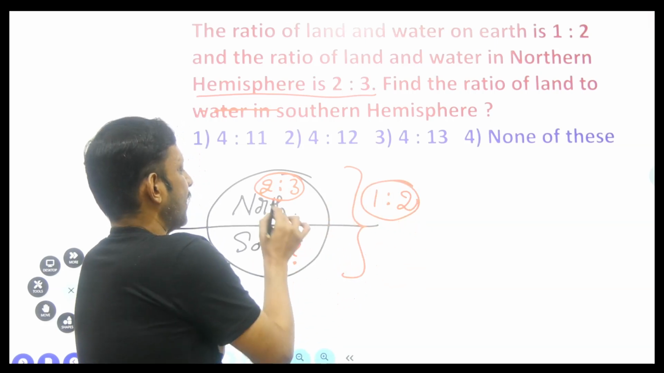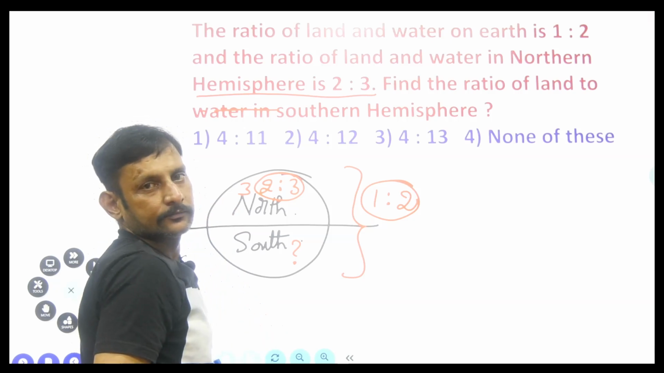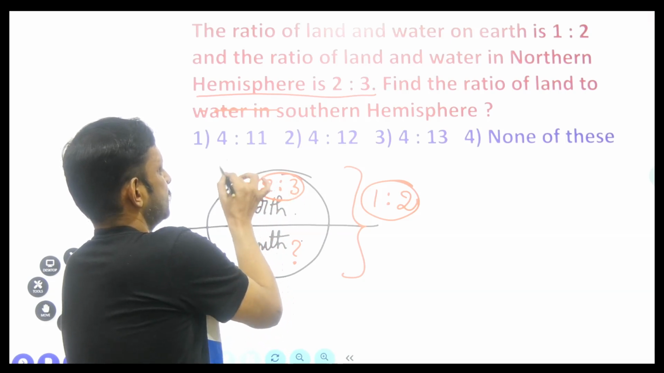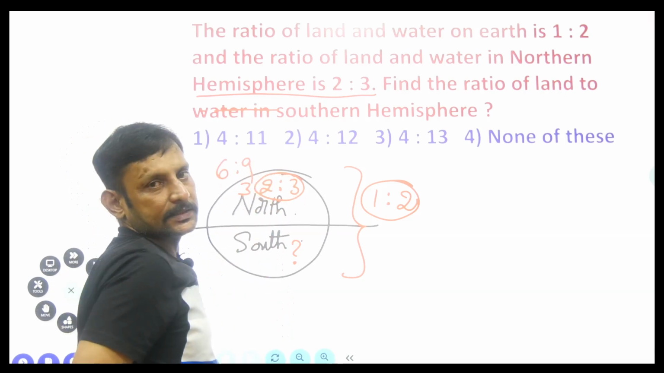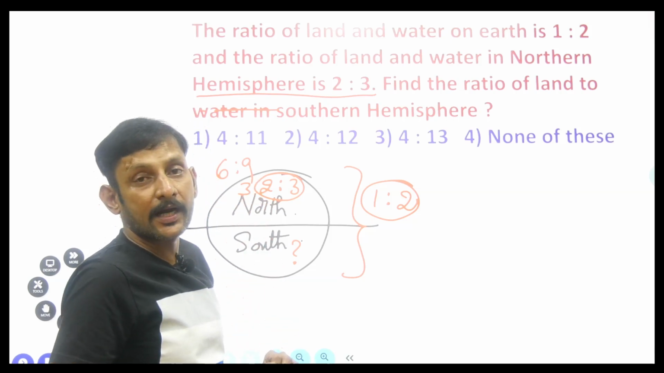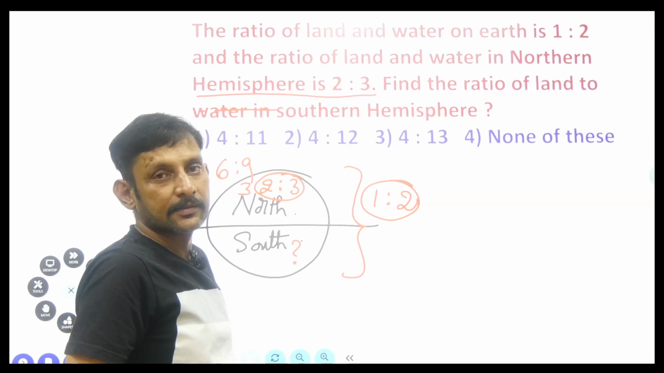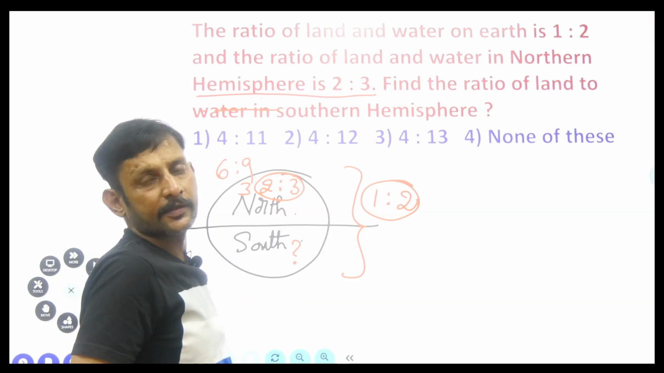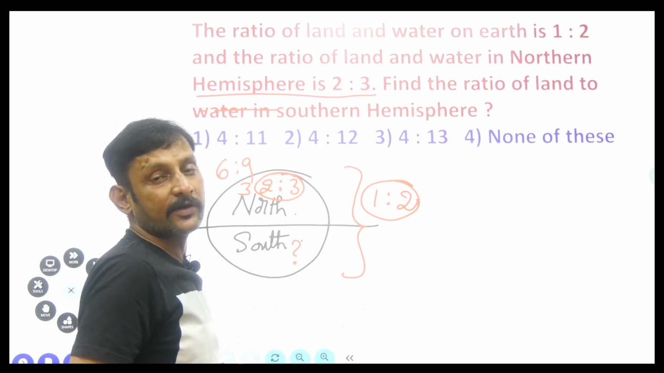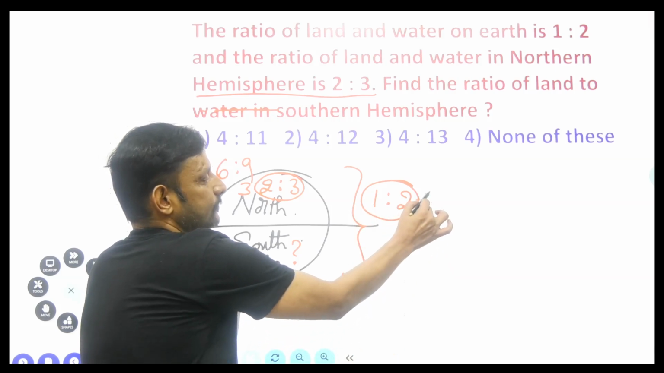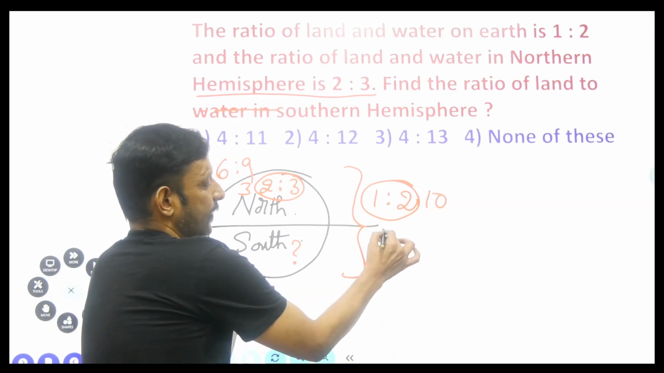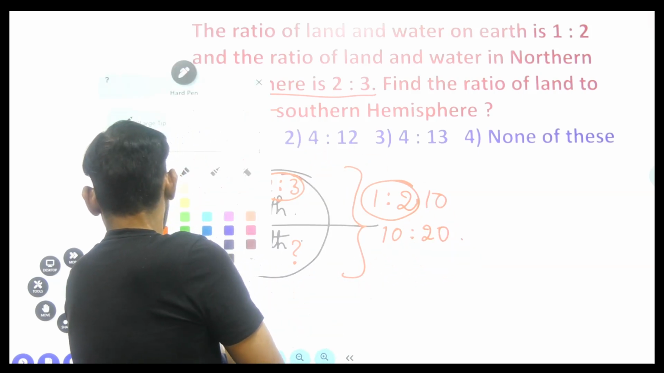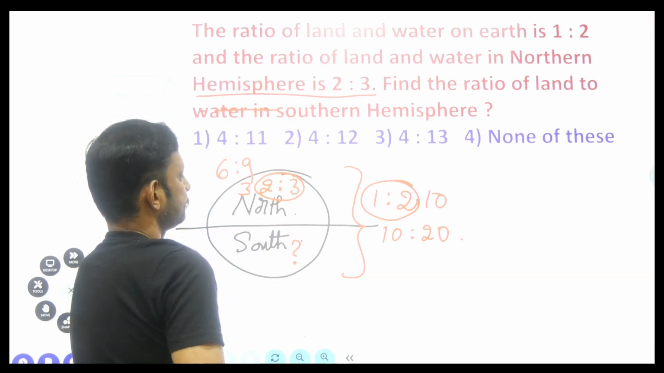First what I do is multiply it with 3. Why? Because 1 plus 2 is 3 parts. Here you get 6:9. 6 plus 9, how many parts? 15 parts. That is half of the earth, 15 parts. Now what about the full? If the half is 15 parts, then the full is 30 parts. It should be 30 parts, which means multiplied with 10. What happened? 10:20. Finish. Now subtract the upper part from the total.